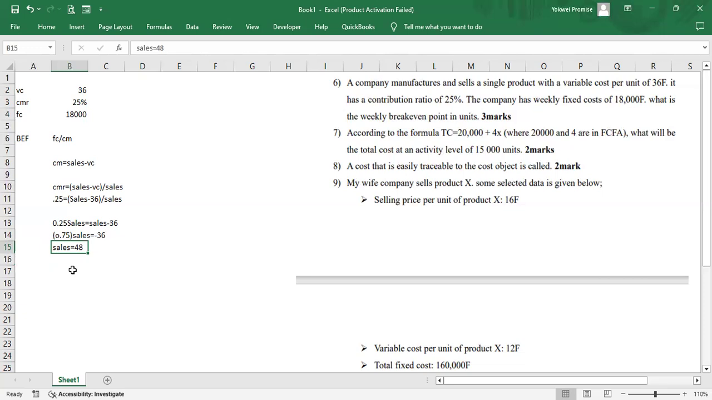So our contribution now. Our contribution will be equal to what? Our contribution is going to be equal to 12, which is 48 sales minus variable cost, which is equal to 12. Yes, sir. That's great. And we know that the break-even point in units is fixed cost over our contribution margin per unit, right?